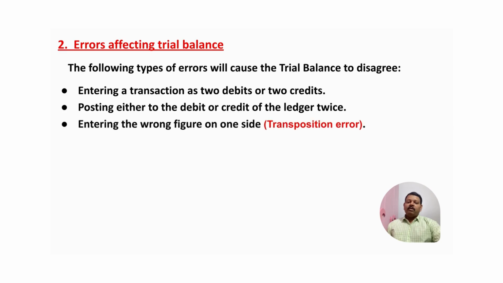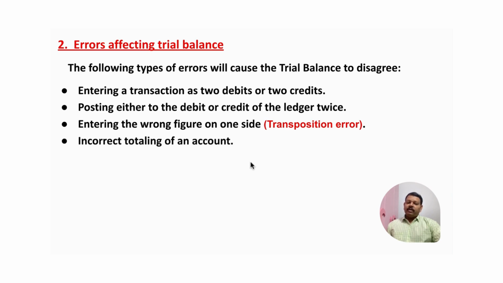Entering the wrong figure on one side. If we enter the wrong figure on one side and the other side is correct, that error is also known as a transposition error. If we enter the wrong figure on both sides, that is called an error of original entry. An error of original entry will not affect the trial balance. In this case, only one side is a wrong figure, so it is affecting the trial balance.